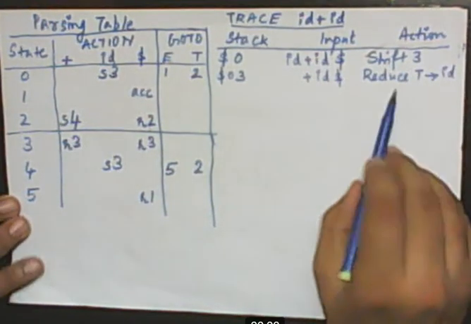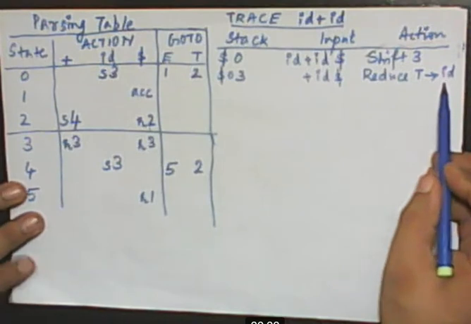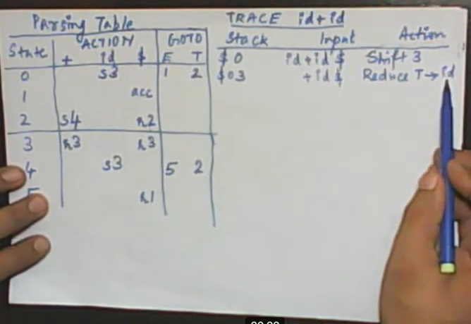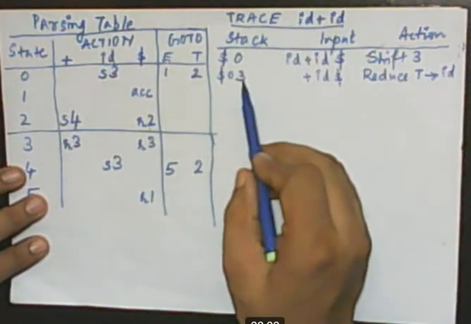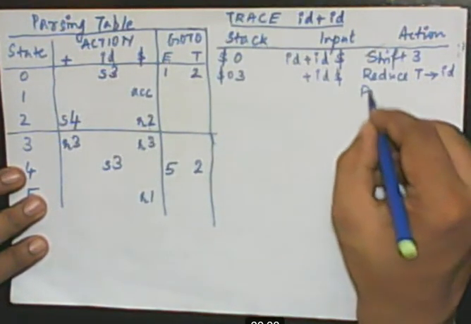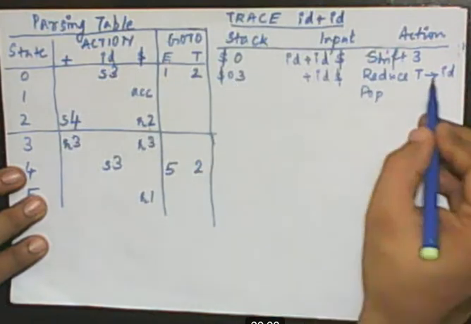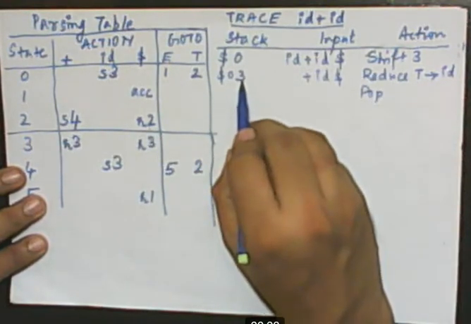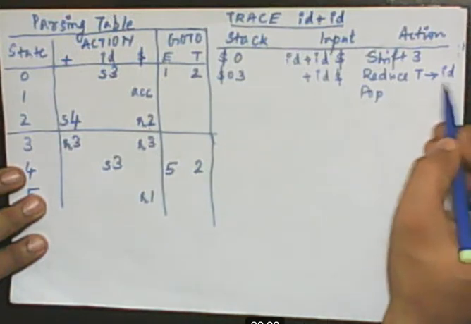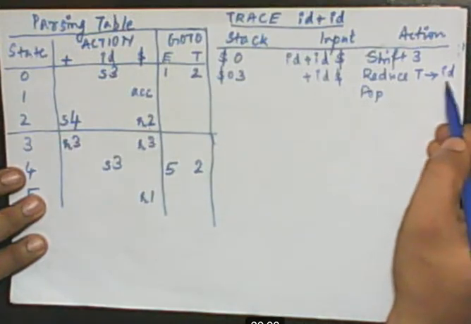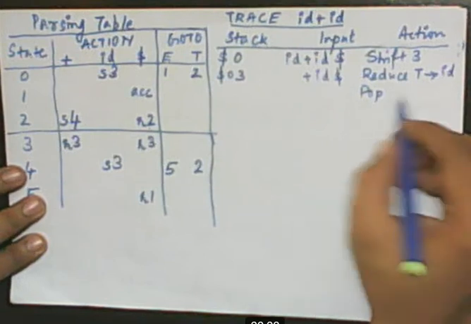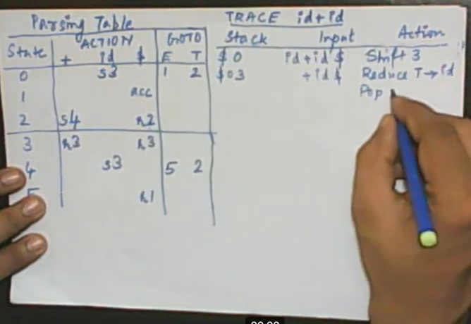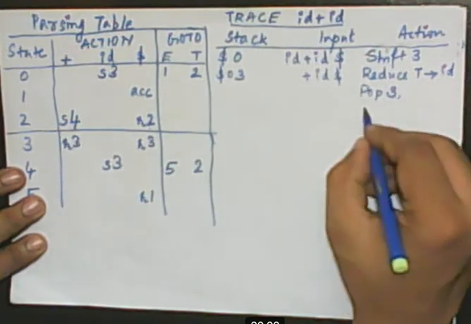So what is a reduction operation doing? You have only one symbol on the right hand side, so that one state has to be removed. That is, you have to pop the state 3. The number of states which will be popped from the stack will be equal to the number of symbols on the right hand side of the reducing production. So you have one symbol here, so that one state will be removed, so pop 3.